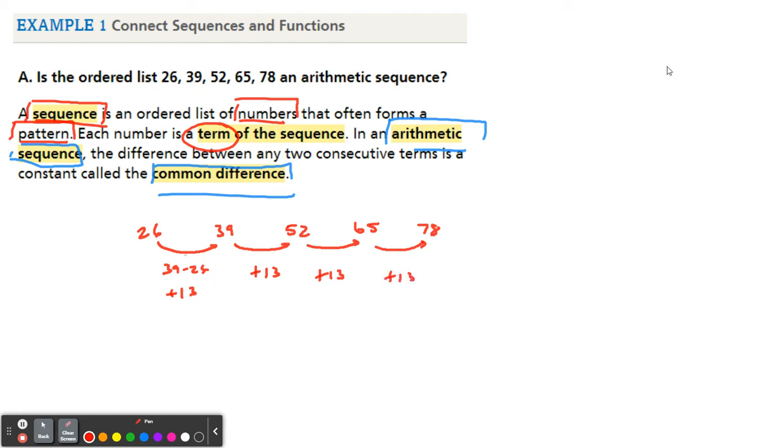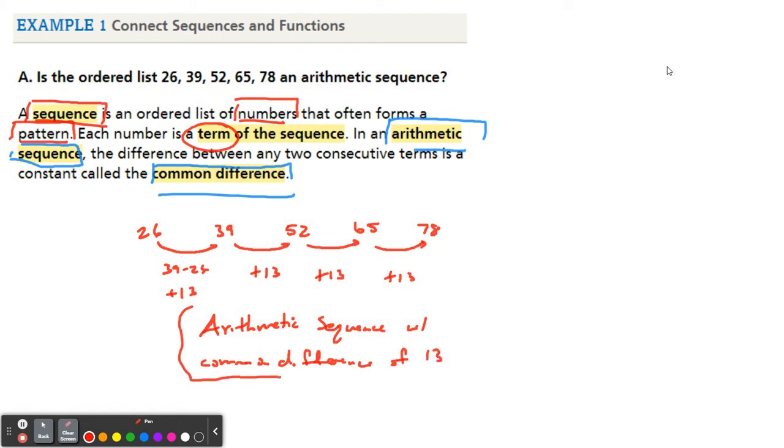Because all of the differences are 13, this 5-number sequence has a common difference. Therefore, this is an arithmetic sequence with a common difference of 13. And there you go. So that's what this section boils down to. Can you subtract your consecutive numbers and get the same thing or not? If you can, you're going to be successful.